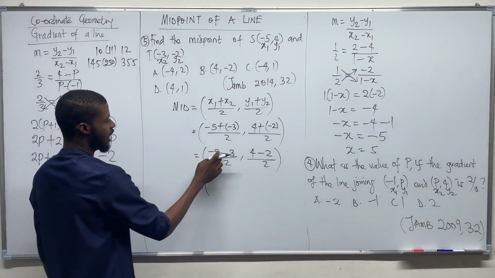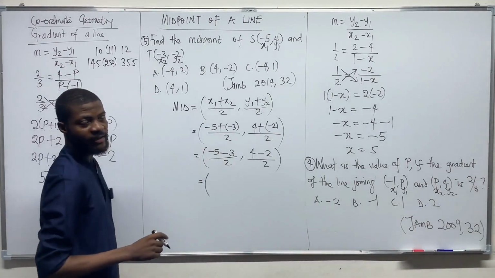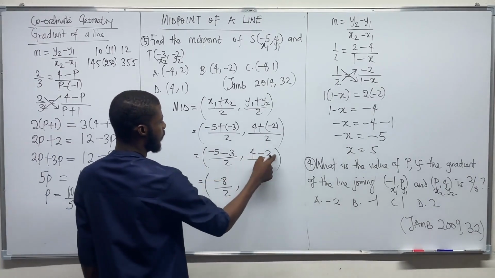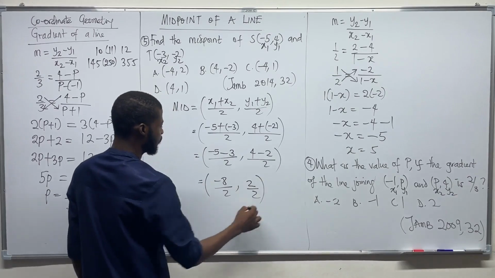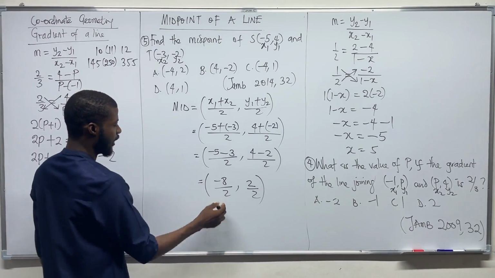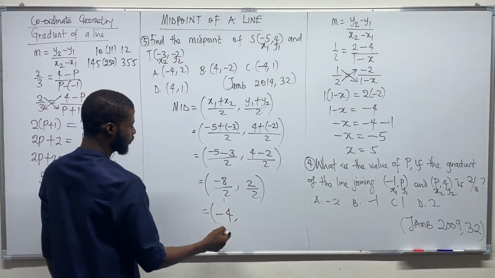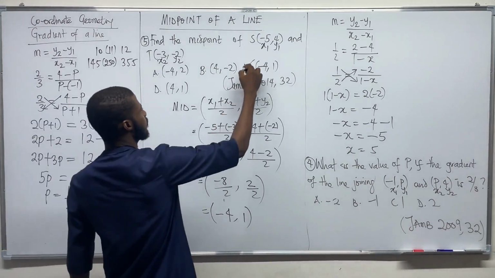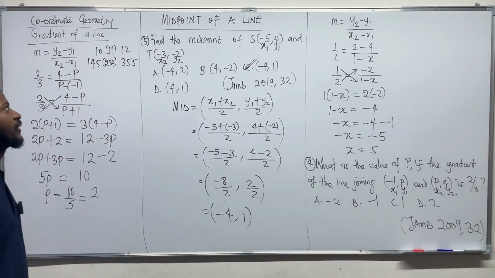Now what is minus 5 minus 3? Minus 5 minus 3 is minus 8 over 2. Now what is 4 minus 2? That's 2 over 2. Now let's cancel out. Minus 8 over 2 is minus 4. 2 over 2 is 1. So the answer is C. That's the answer to that very question.